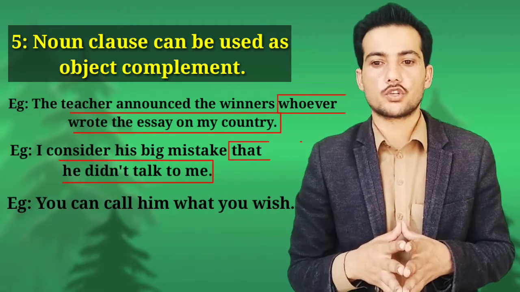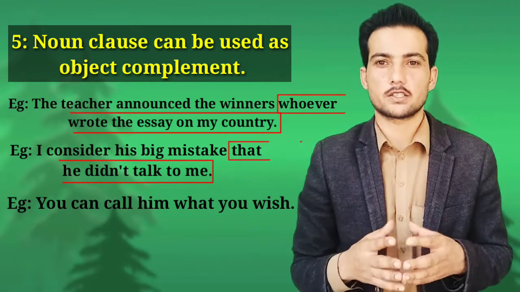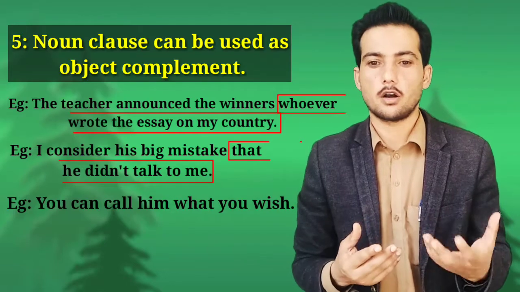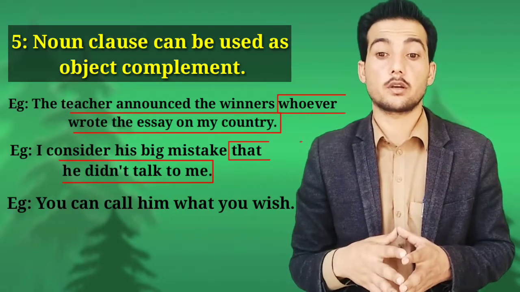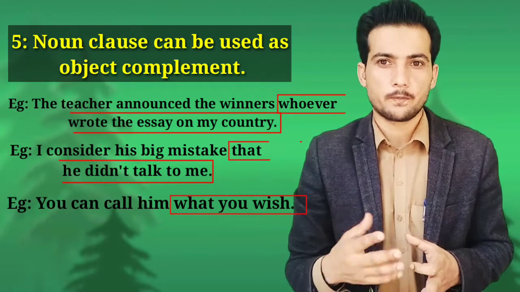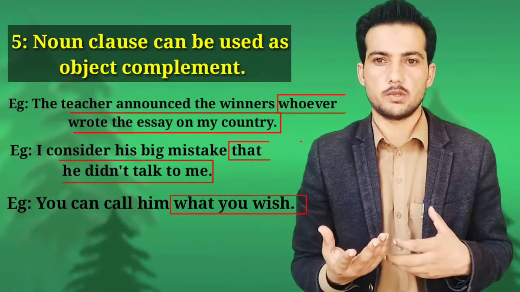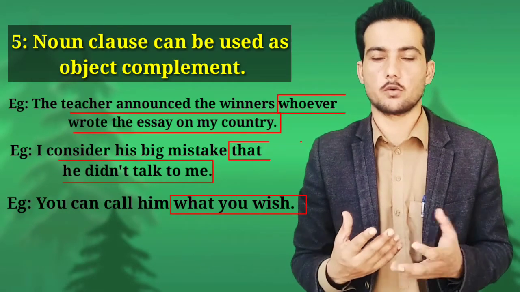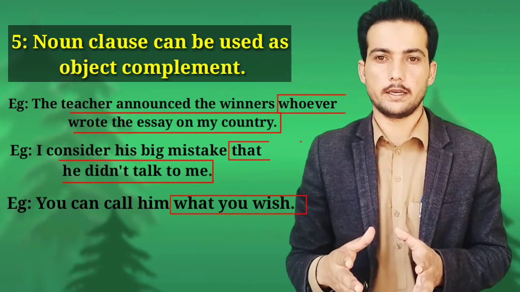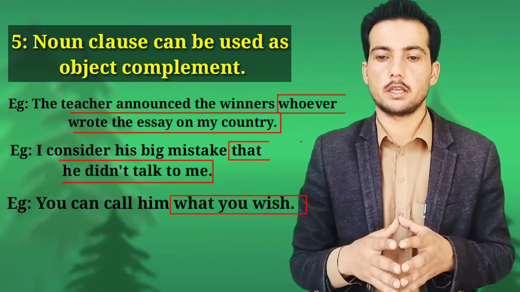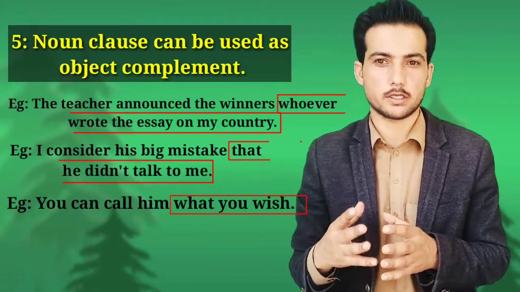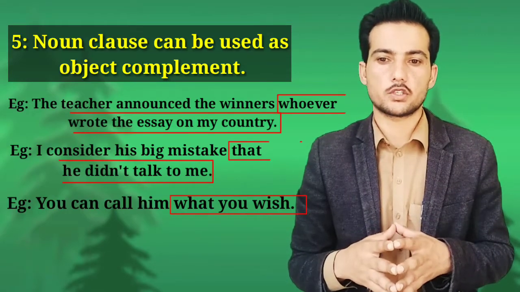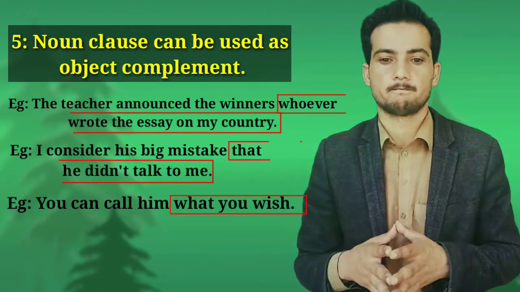You can call him what you wish. If you analyze this sentence, you is a subject, can is a modal auxiliary, call is a verb, him is an object. You can call him what you wish. So here again, what is a word, as we mentioned earlier, you is a subject, and wish is a verb. So these are a group of words, and they are a noun clause, but here it functions like a complement because it gives more information about him, that is the object. So here what you wish is an object complement.